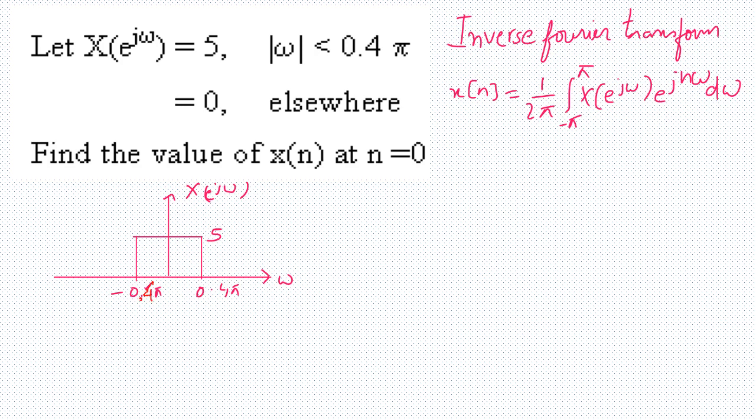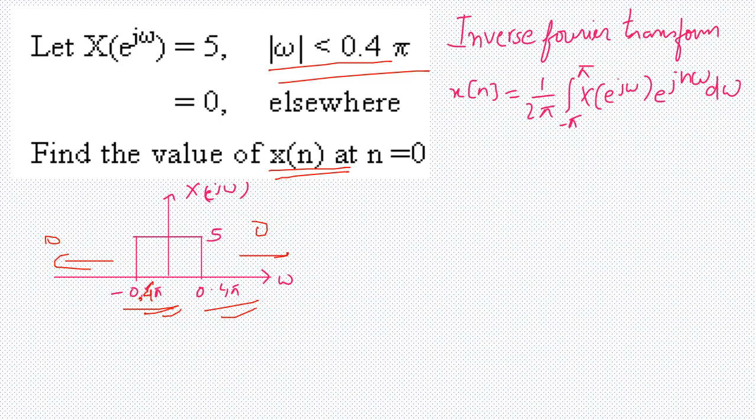This is 0.4π and this is minus 0.4π, from minus 0.4π to 0.4π, because if you expand this is what you will get, and it is 0 elsewhere. So here it is 0, here it is 0. So this is what is given. So what is he asking us? He's asking us to find the value of x[n] at n equal to 0.